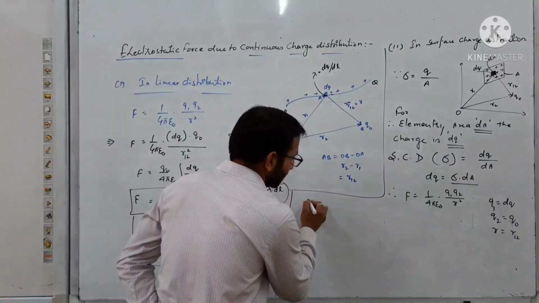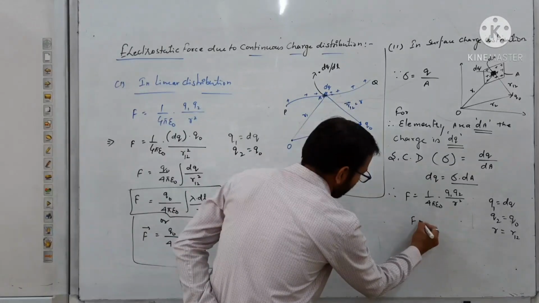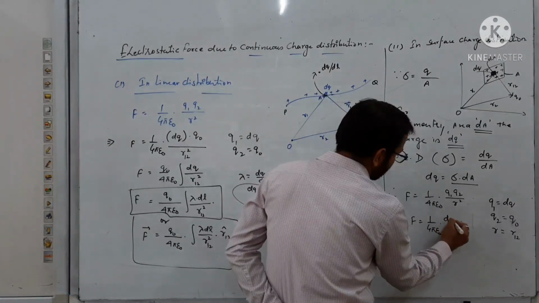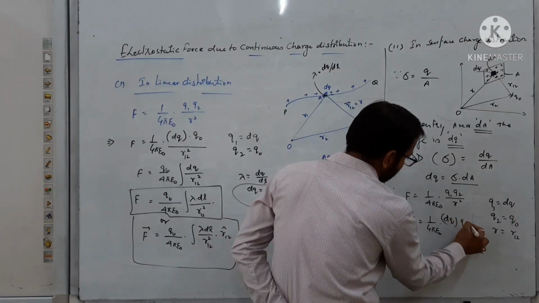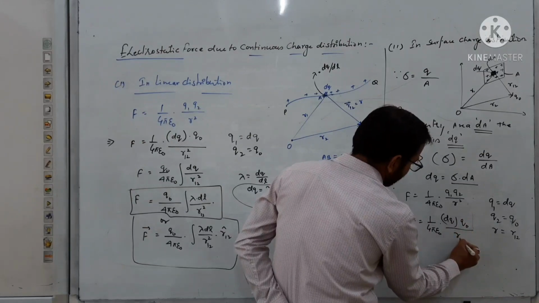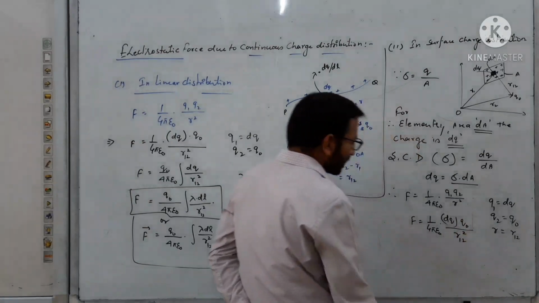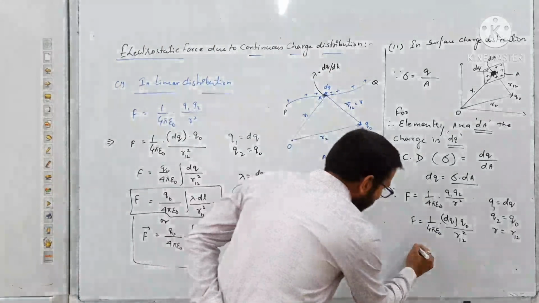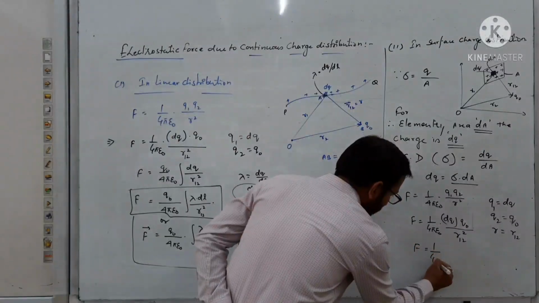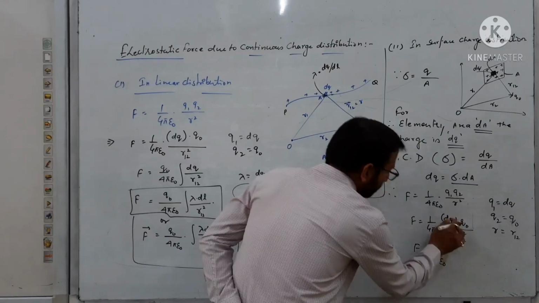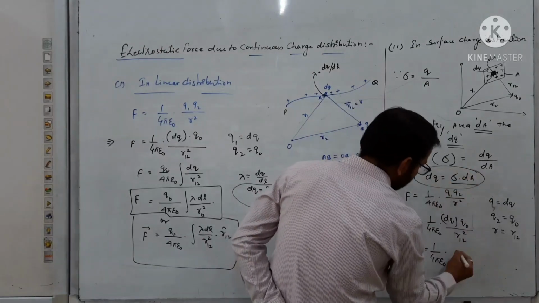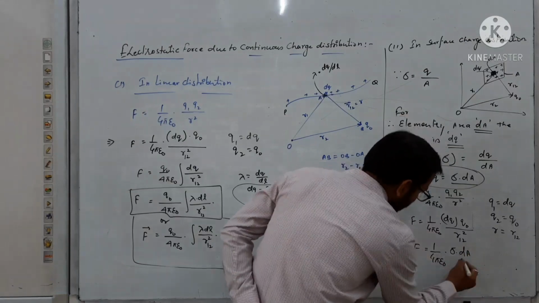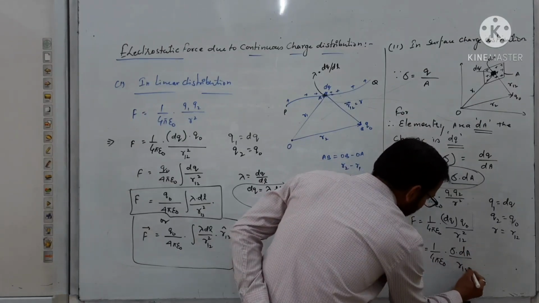So after that, you can see here F is equal to 1 over 4 pi epsilon naught, q1 is equal to dq and it is q naught, and here we have r12 square. Now the condition is that here we will place the value of dq, which is equal to sigma into dA, over r12 square.